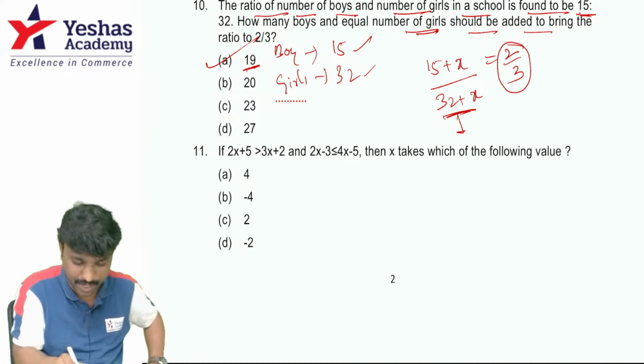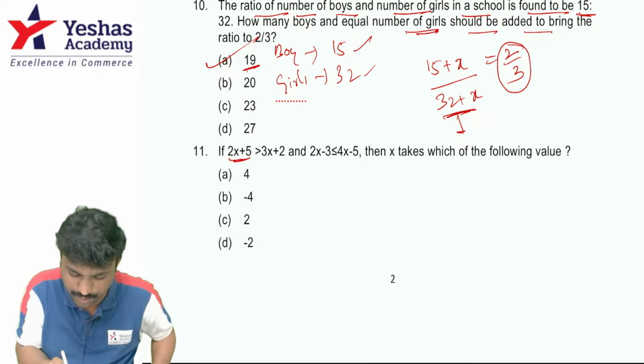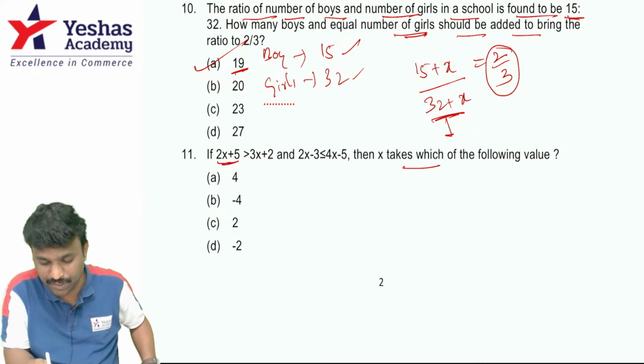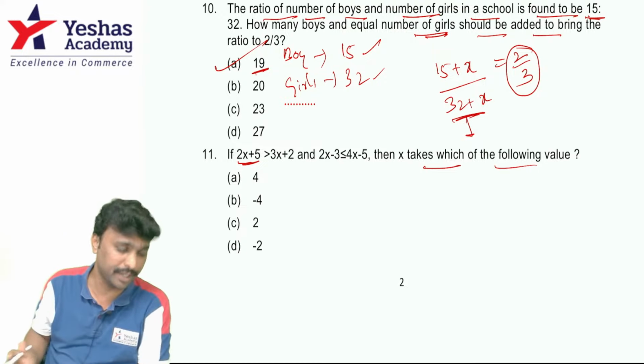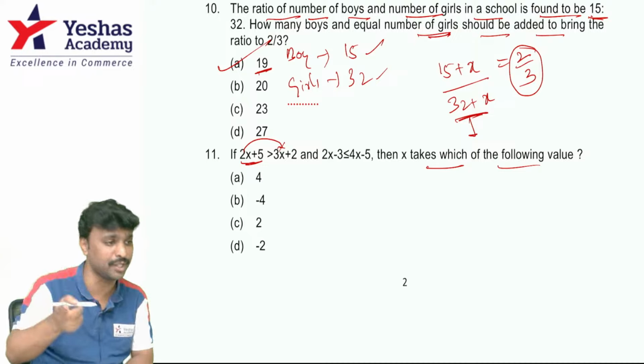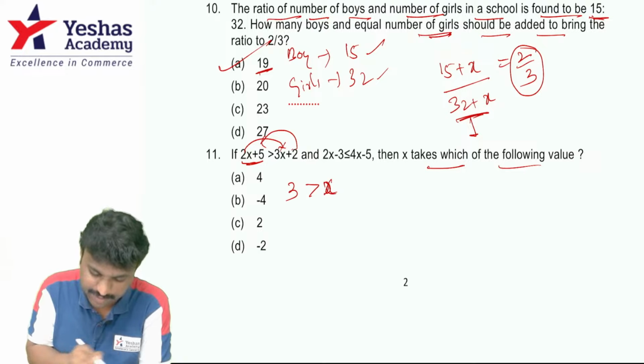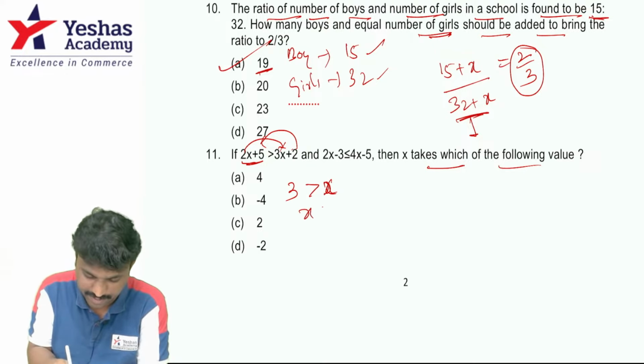Moving on to the next question. If 2x plus 5 is greater than 3x plus 2 and 2x minus 3 is less than or equal to 4x minus 5, then x takes which of the following values? Just solve these two inequalities. First of all, 2x is taken to the right side, becomes minus 2x. 3x minus 2x is x. And 2 comes this side. 5 minus 2 is 3. So 3 greater than x means x is less than 3.